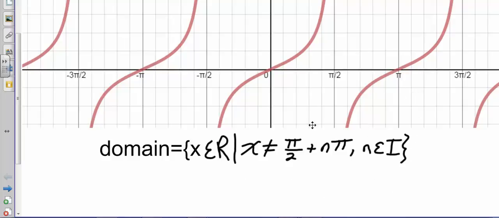So this would be your fairly official way to write this. X belongs to the real number system. X cannot be pi over 2 plus any combination of n times pi, where n can be any integer. At 0 you get the pi over 2, at 1 you get the 3 pi over 2, at 2 you get the 5 pi over 2, and so on and so forth.